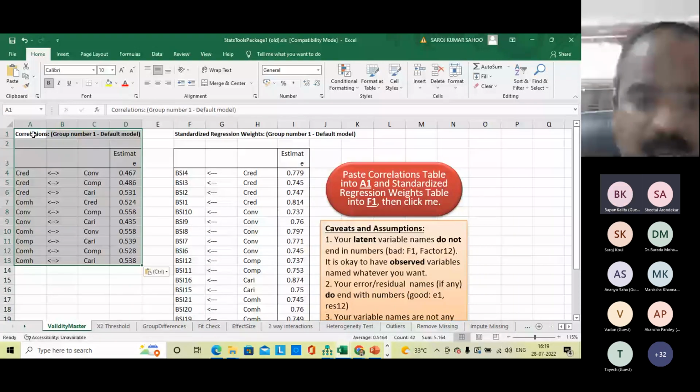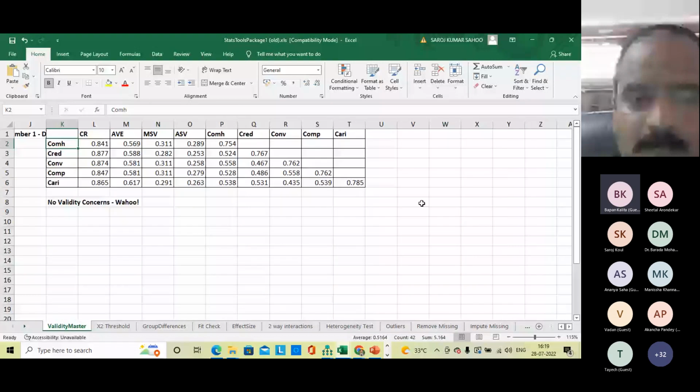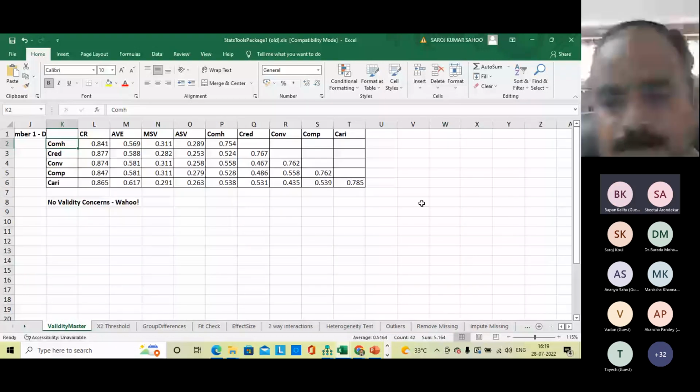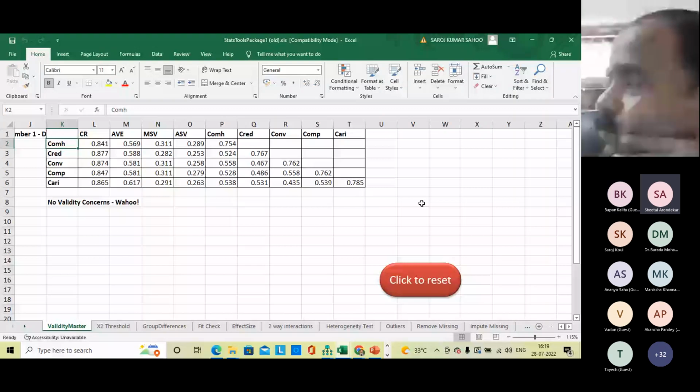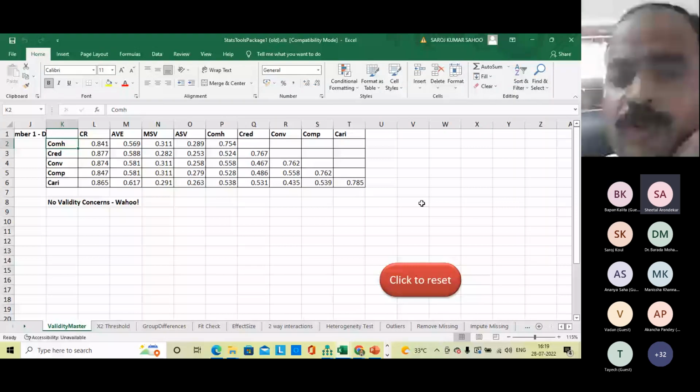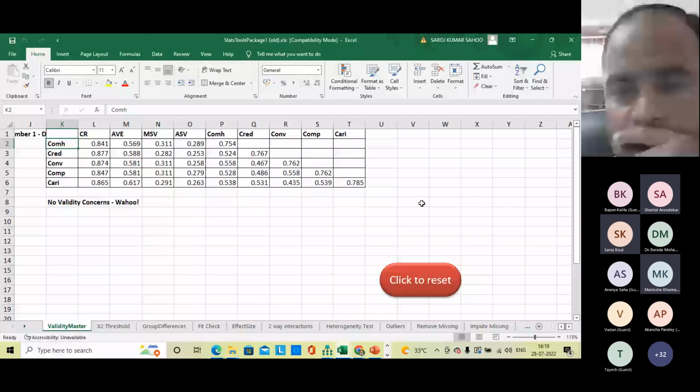Now see the magic. Now it is written click me. That means exactly on that portion click. Now see the magic. Now see, output has been shown to you. All of you able to see my output? Yes, sir.